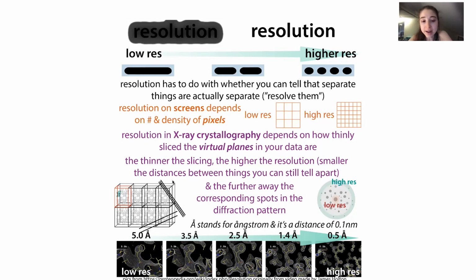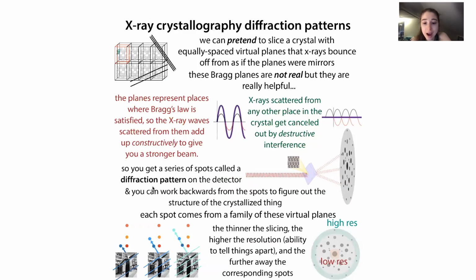When we collect this data, this isn't actually how it works, but you can think of the X-rays as bouncing off of these invisible planes. The way the geometry works out, the spots that you get correspond to these families of planes that you're slicing your crystal through. The planes that have the closer spacing give you the spots that are farther away, and the planes that have the bigger spacing give you those dots that are closer to the center. So your higher resolution data is going to be farther out, and your lower resolution data is going to be closer in.